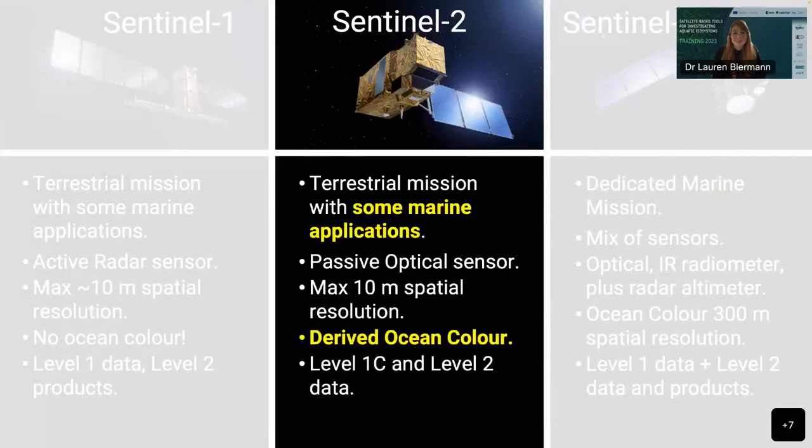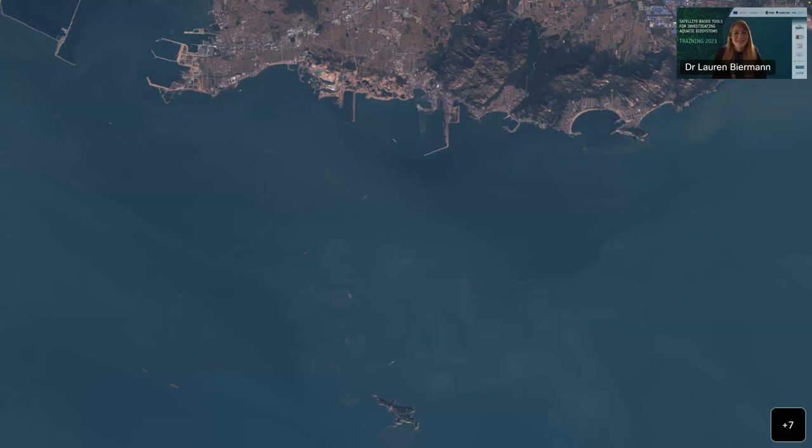That brings us to Sentinel-2. Again, not a marine mission, but has marine applications. You can derive ocean color from this instrument. It is another passive optical sensor. And I'm going to give you an example of some of the ways you can visualize what Sentinel-2 can do.